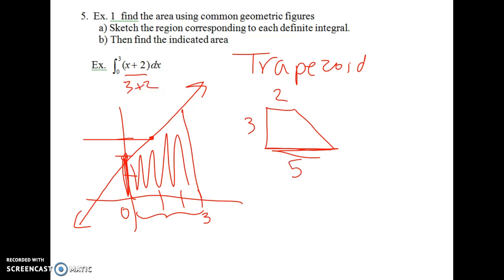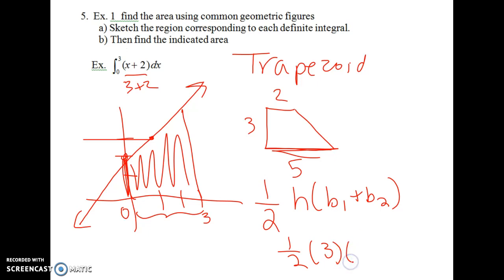So how do you find the area of a trapezoid? The area of a trapezoid is 1/2 the height, b1 plus b2, which we have all of those lengths or measurements. The height is 3, the base 1 is 2, base 2 is 5, and we get a total area of 21 over 2, or 10.5. So the integral from 0 to 3 of x plus 2 is 10.5.